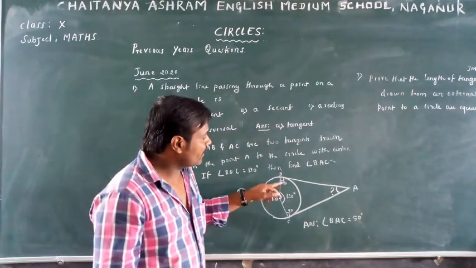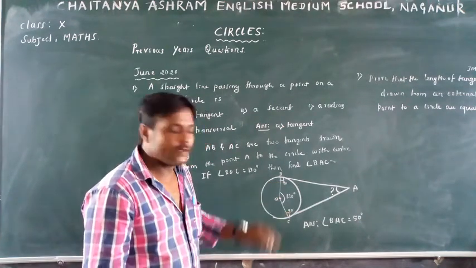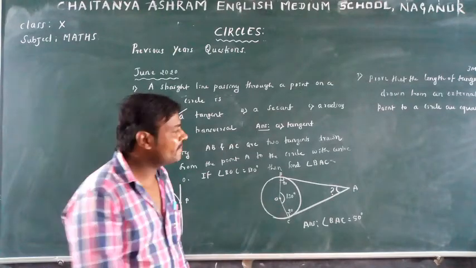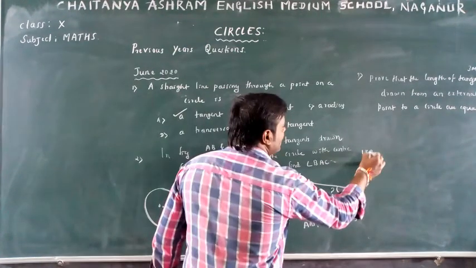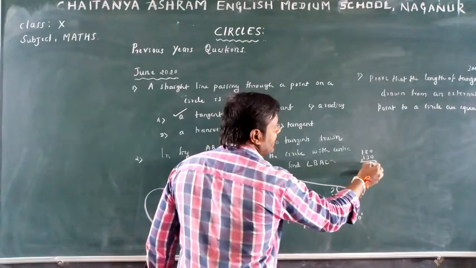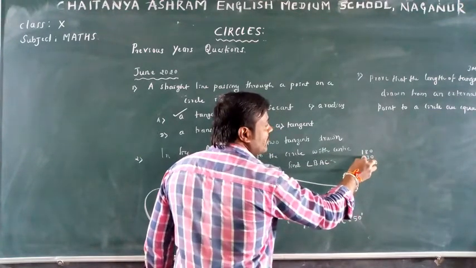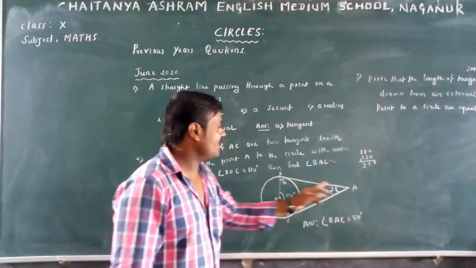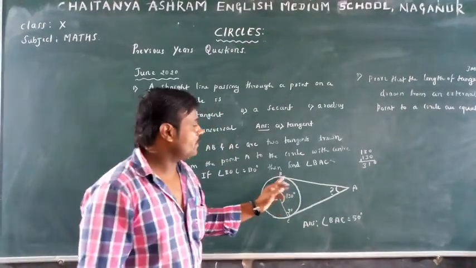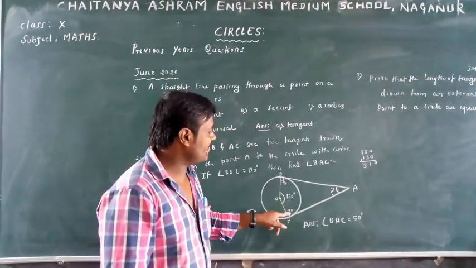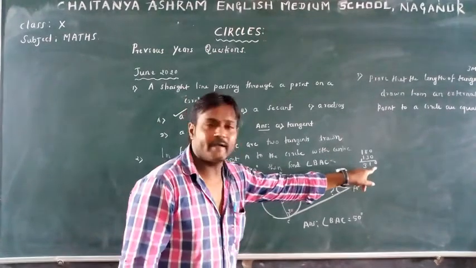So then 90 plus 90, how much? 180. 180 plus 130. So 8 plus 3, how much? 11. 1 plus 1, 2, 2 plus 1, 3. 310. So by the angle sum property of a quadrilateral, the sum of these four angles is 360. So now the sum of these three angles is 310.